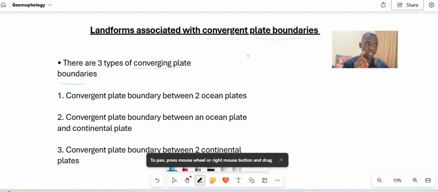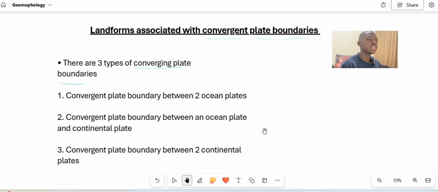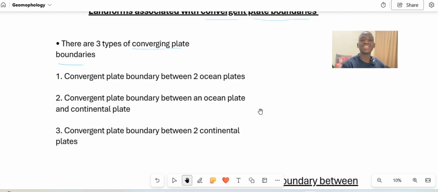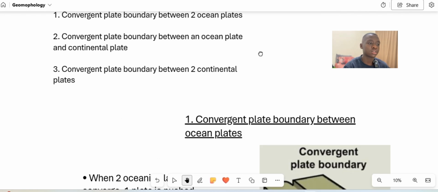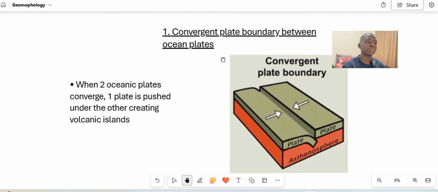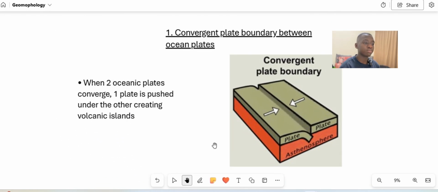So first and foremost, the convergent plate boundary between two ocean plates. That's the one we're going to learn about. The second one is the convergent plate boundary between an ocean plate and a continental plate. Yes. The third one is going to be what? The convergent plate between two continental plates. Yes. We carry on. The first one is going to be convergent plate between ocean plates.